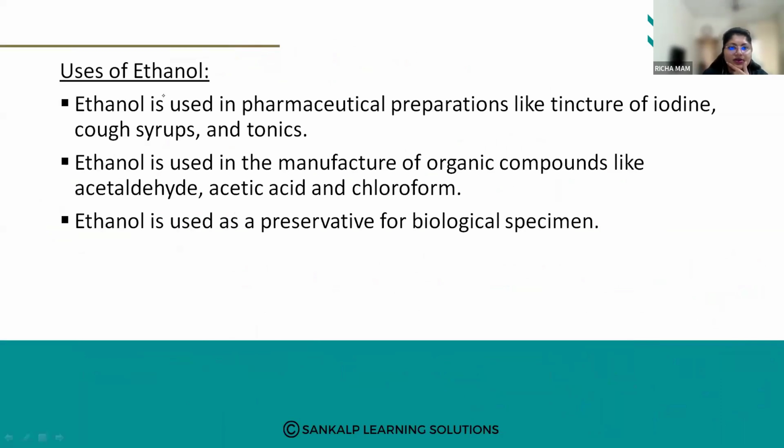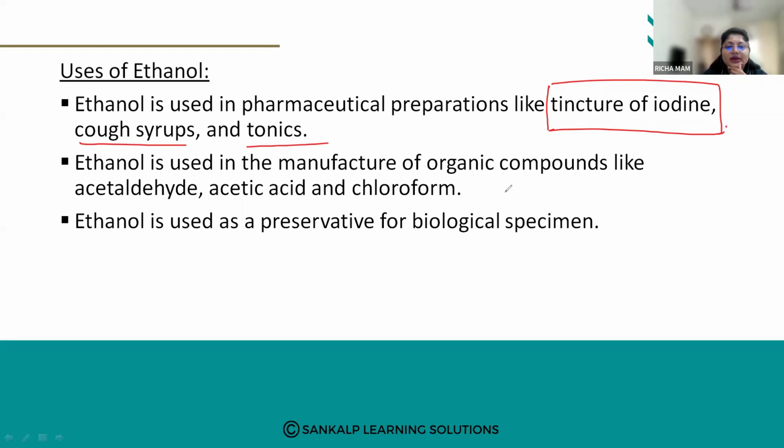So where is ethanol used? Ethanol is used in pharmaceutical preparations like tincture of iodine. If you fell down or get any hurt on your external parts, you can use tincture of iodine. In tincture of iodine, ethanol is used. Then in cough syrups, ethanol is used, and in different tonics, ethanol is used as a solvent.